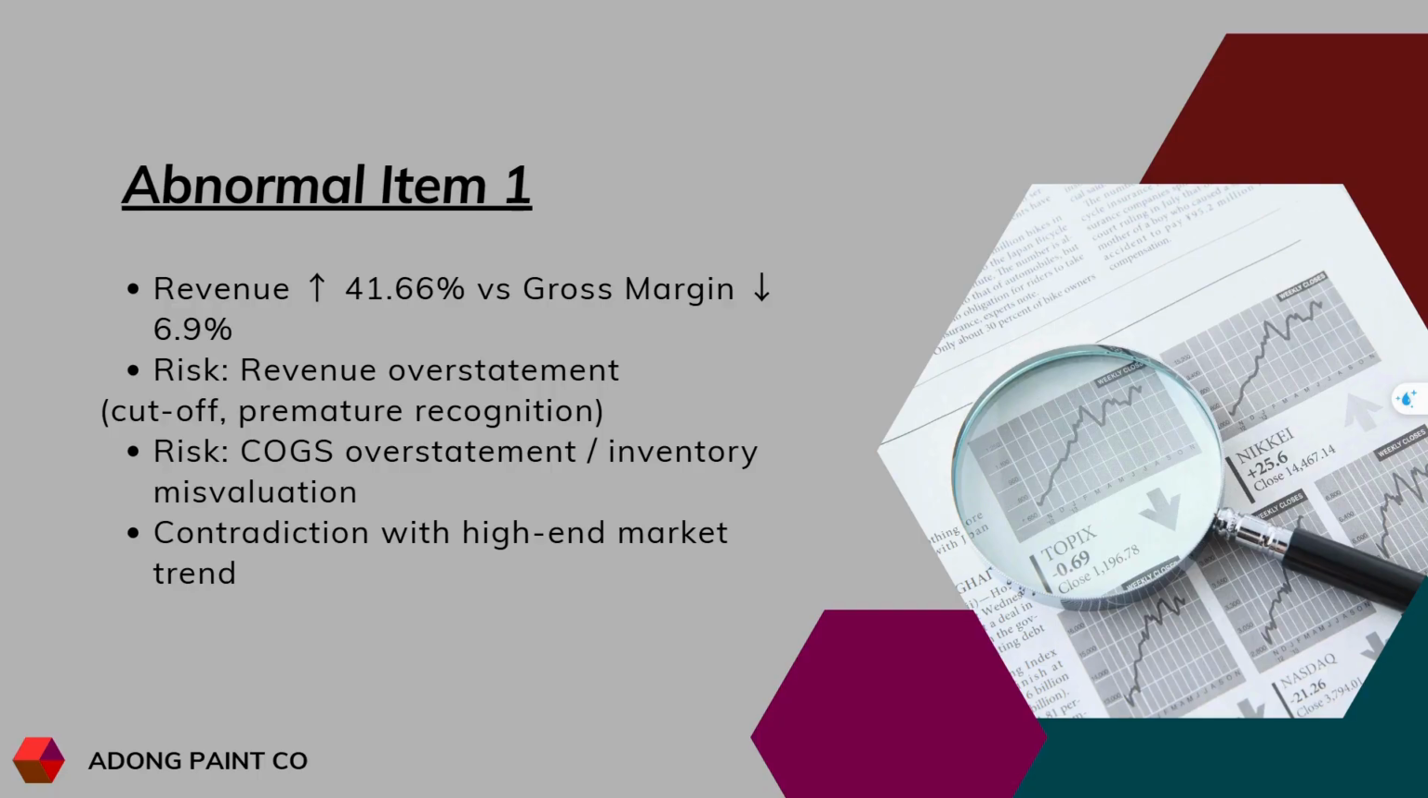And maybe the third, do the company's policies, like recognizing revenue when goods leave the warehouse, create risks of premature revenue recognition? Look at this: revenue rose significantly, whereas gross profit dropped sharply, indicating a risk that revenue may have been recorded early or not in the correct accounting period. It suggests potential cut-off errors or premature revenue recognition, where revenue is recorded without the corresponding matching cost.